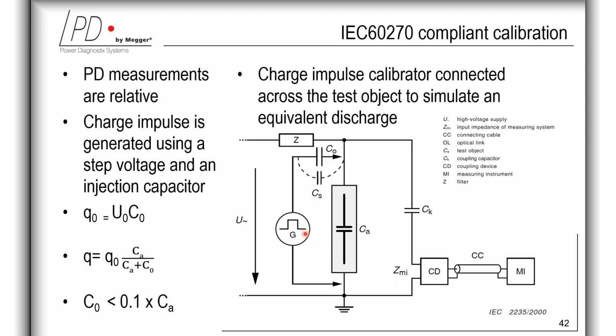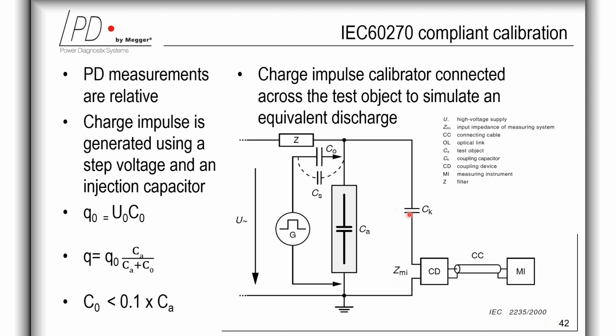magnitude, of course. And the charge impulse, Q0, is generated by using a step voltage and an injection capacitor, which is C0. And the figure is showing how such a charge impulse calibrator is connected across the test object to simulate an equivalent discharge in the device under test. Of course, it should be avoided to have a stray capacitance like CS here, which is bridging the injection capacitor C0. But with commercially available calibrators, the injection capacitor C0 is typically an integral part of the unit.